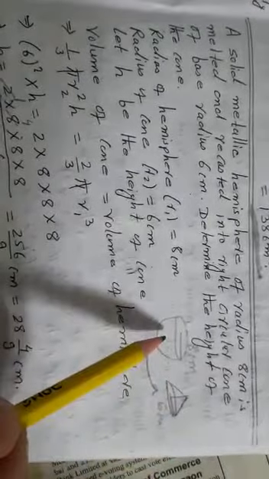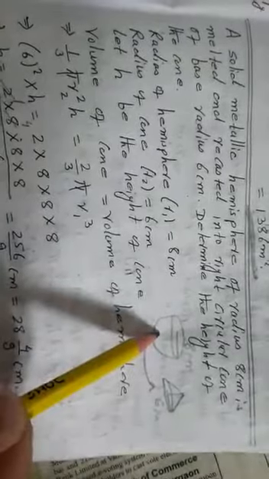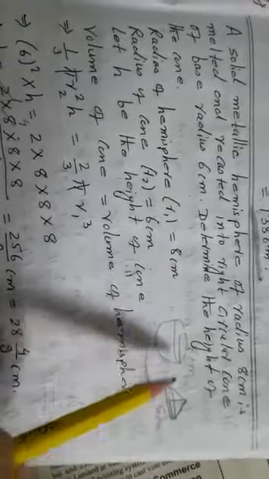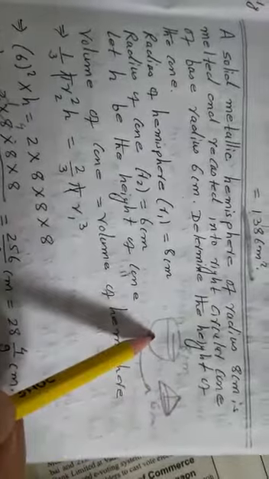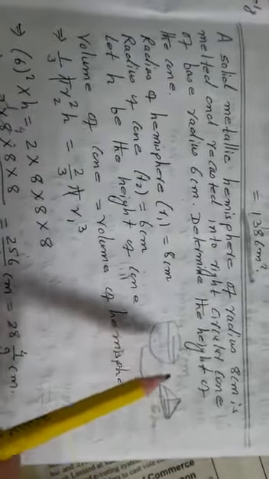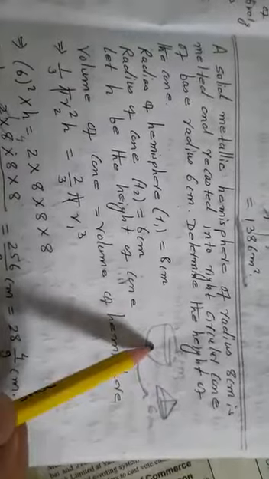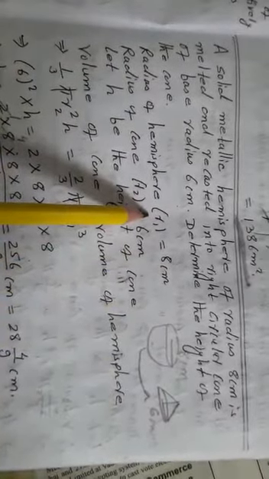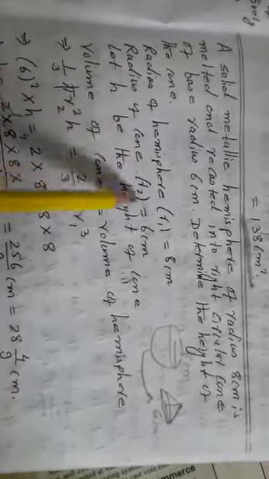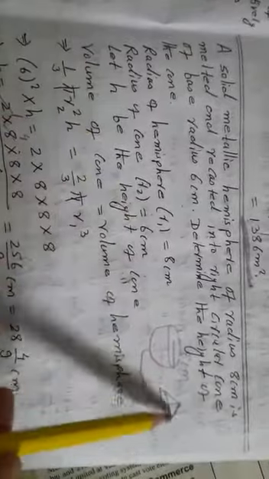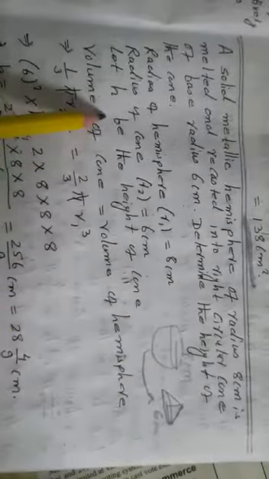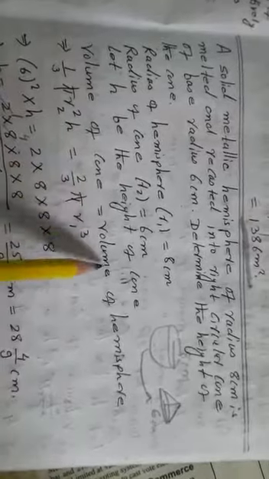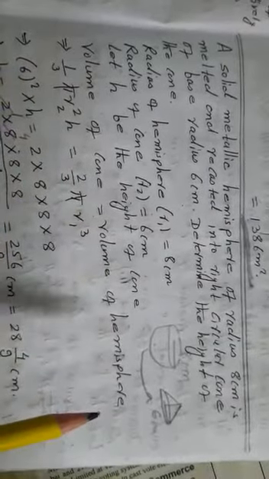When you melt this hemisphere and form the cone, the volume will not change. That means the volume of the hemisphere will be equal to the volume of the cone. So we'll write volume of hemisphere equals volume of cone. The radius of the hemisphere is 8 centimeter; let us write it as r1. The radius of the cone is r2, 6 centimeter. Let the height of the cone be h. The volume of the cone will be equal to the volume of the hemisphere, since I am just recasting.